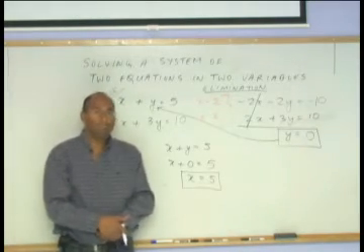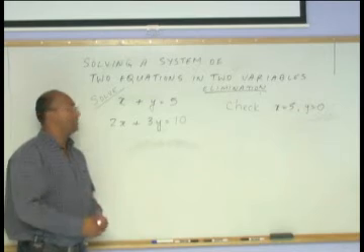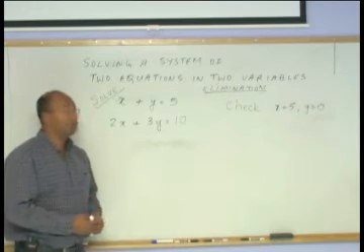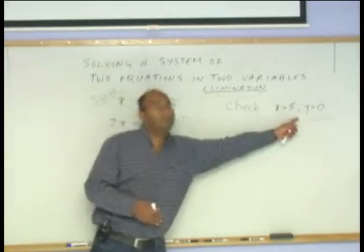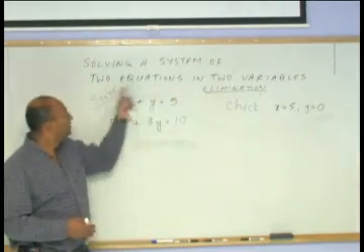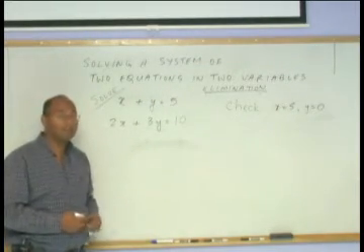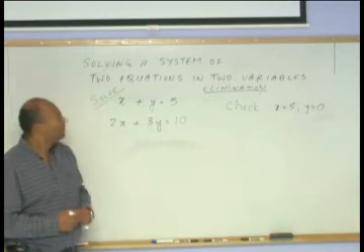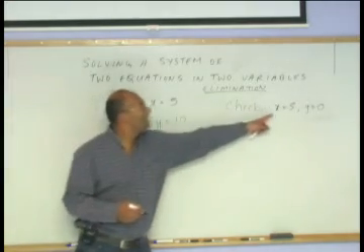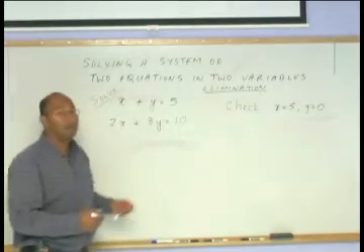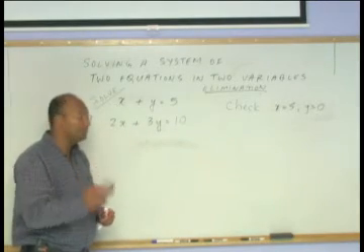We should check our answer, whether we did the problem correctly or not. We found x equals 5 and y equals 0 as a solution to this system of two equations in two variables. So in order to do that, we'll plug in the values of x and y into both the equations. It's important to check both equations.